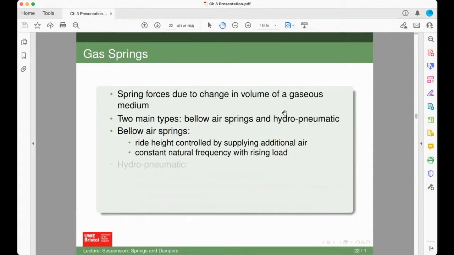And one of the advantages of air springs is you get a constant natural frequency with the rising load. Okay, so the load will have no impact on the natural frequency. And one of the main uses of air springs is actually in luxury cars, and that's the advantage in luxury cars. Like I said, the suspension can be finely tuned to give you a good ride, irrespective of what the load is in the vehicle.